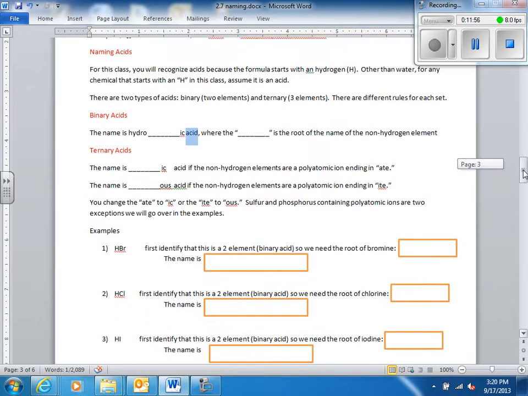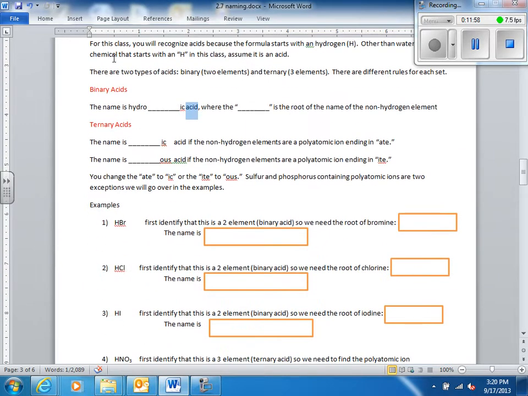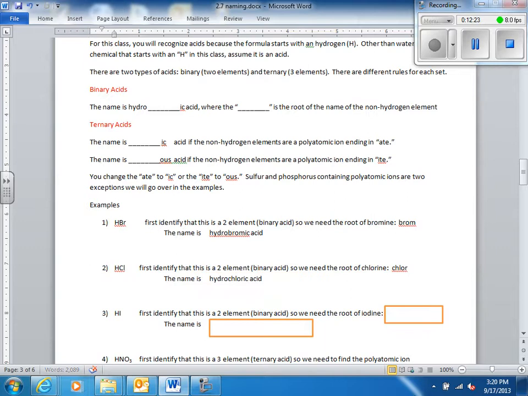Doesn't make too much sense till you start doing it. HBr, clearly a binary, 2 elements. So bromine, what's the root? Brom. So we just stick that here, hydrobromic acid. Easy. So binary, so we would keep hydro. And the root of chlorine is chlor. So the name is hydrochloric acid.